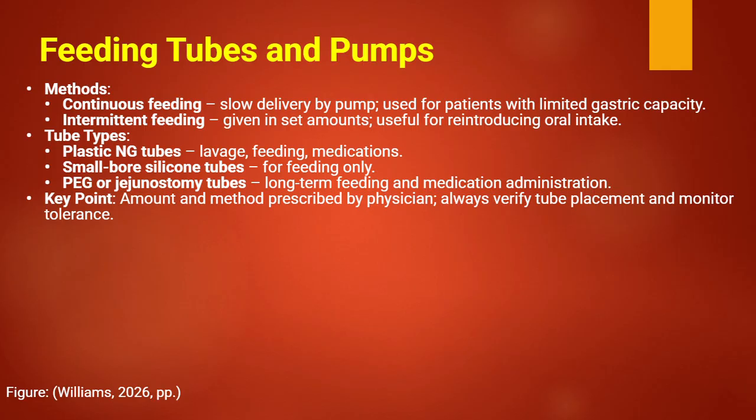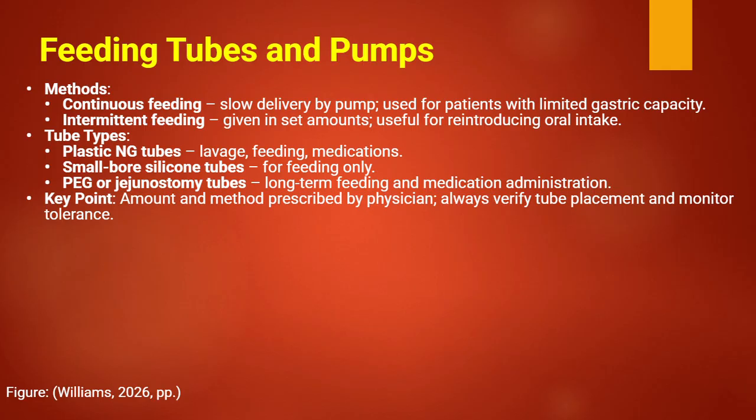There are also different types of tubes used for feeding. Plastic nasogastric tubes can serve multiple purposes: gastric lavage, tube feeding, or medication administration. Small bore silicone tubes are softer and narrower, designed specifically for tube feeding to increase patient comfort and reduce the risk of tissue damage. For long-term nutrition, patients may have a percutaneous endoscopic gastrostomy, PEG tube, or a jejunostomy tube, which allow for direct delivery of nutrients into the stomach or small intestine. These tubes are also used for medication administration.